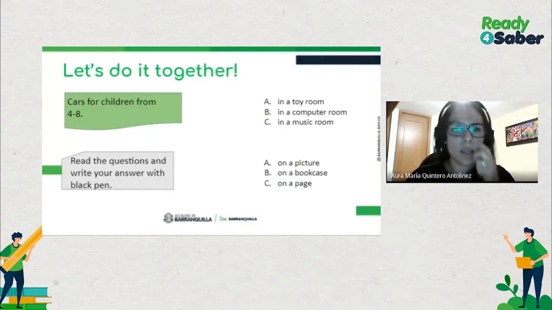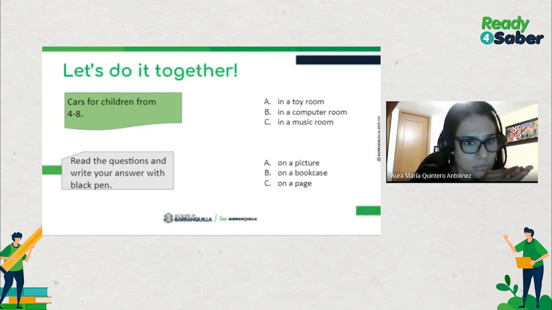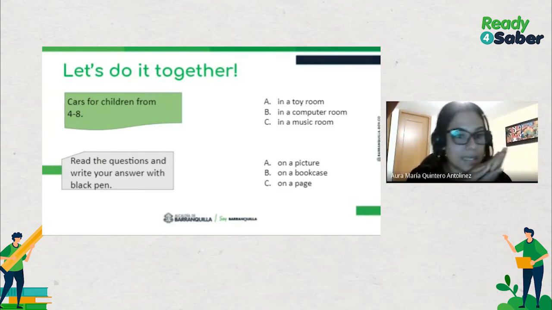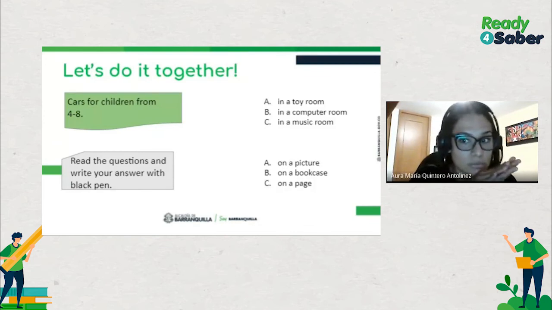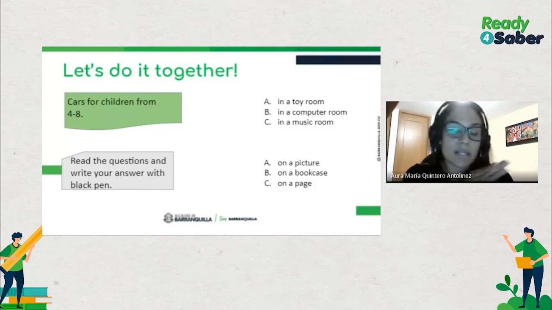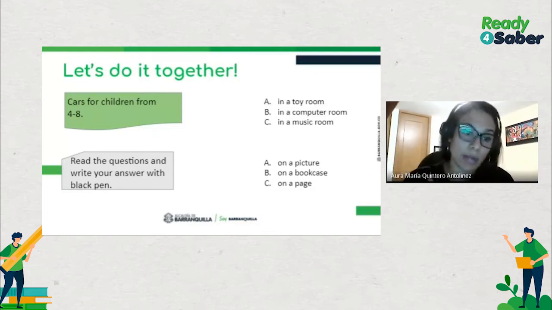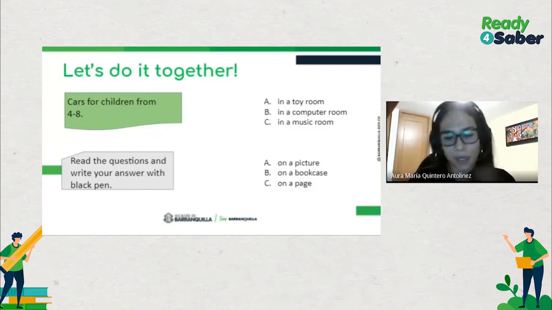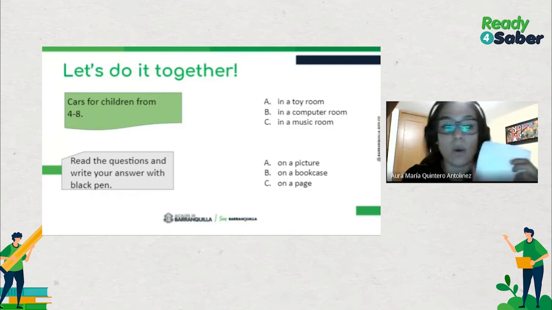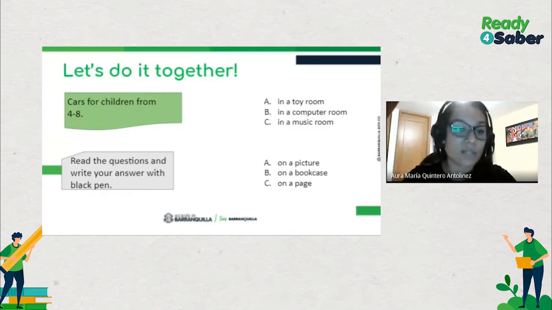On a bookcase. Why bookcase? Un bookcase es como un maletín. Vas a leer las preguntas o, ajá, no es la respuesta apropiada, porque allí no puedes leer preguntas ni marcar. Las preguntas, si algo está escrito, estará en la página, ¿ok? Estará escrito en la hoja, en la página, ¿ok? So that's why that's the correct answer, you see? Good.